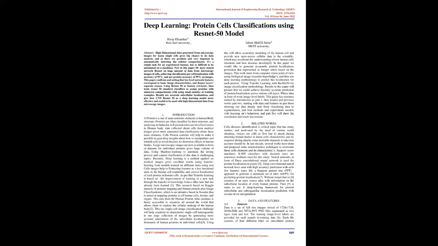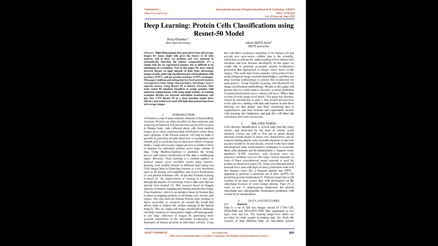Using ResNet-50 as a feature extractor, we then train standard classifiers to assign proteins with unknown compartments using a small number of training examples. Results are accurate subcellular localizations, and show how the CNN ResNet-50, as a deep learning model, is more effective and useful to be used with high-dimensional data from microscopy images.